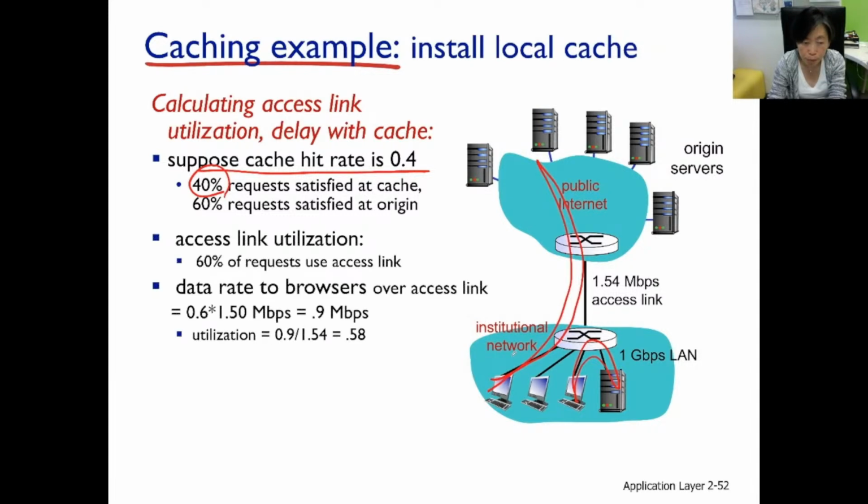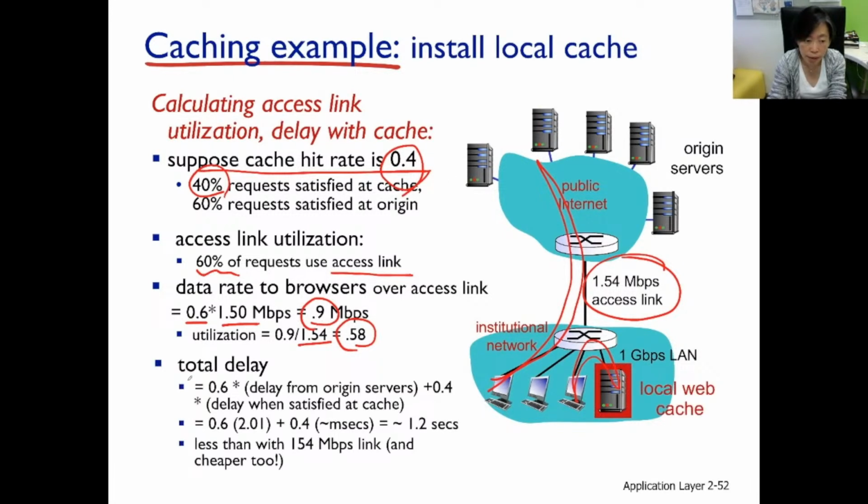Great. So we know then the utilization of the access link is 60% of that in scenario 1. And how much is that? 60% of the traffic means it's only this much traffic on the 1.54 megabits access link, only 58%. So we cut the utilization from 99% to 58% if we ended up having this hit rate. Now let's calculate the total delay. 60% of the time it's going to be a long delay all the way to the server and back. 40% of the time it's just on the local LAN.